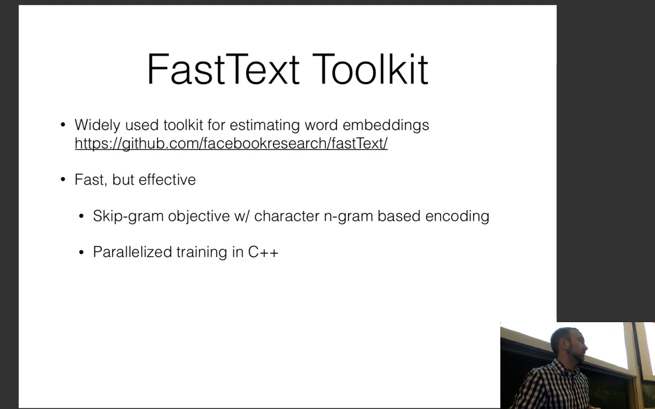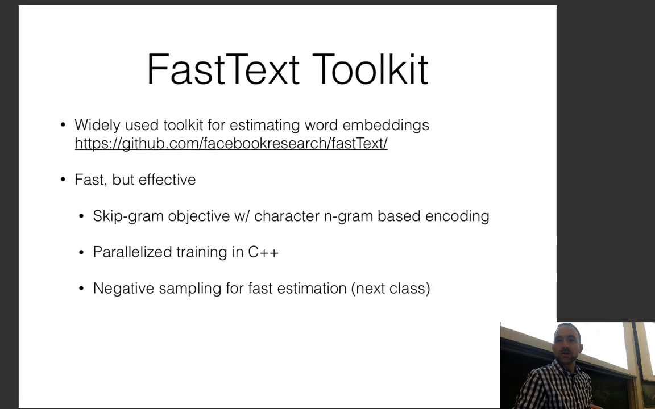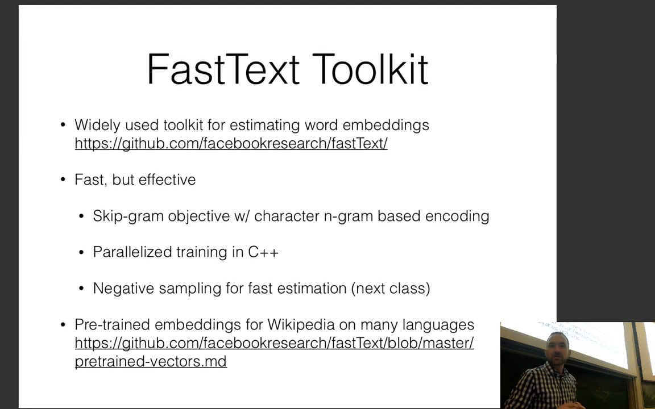It's parallelized training using C++, so it's fast. You can run it in multi-threads. It also uses negative sampling for fast estimation, which I'll talk about next class. And it has lots of pre-trained embeddings from Wikipedia or other data sources on many languages. So you can use these in many languages.